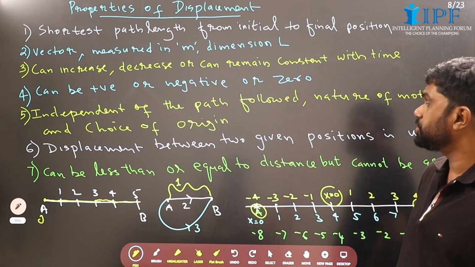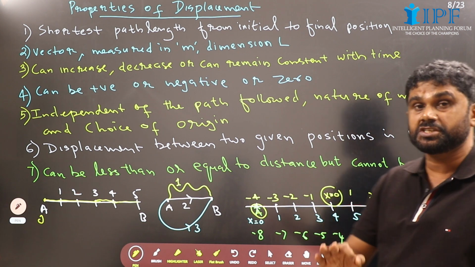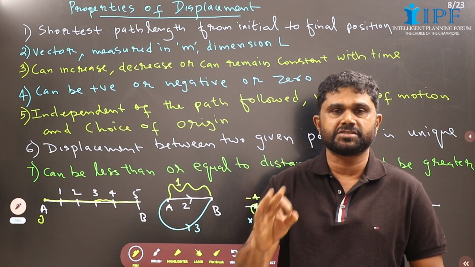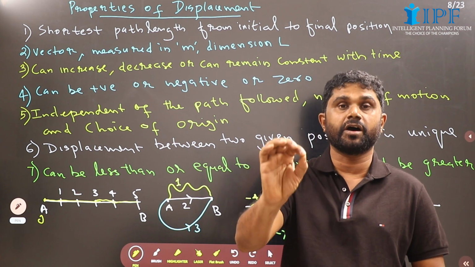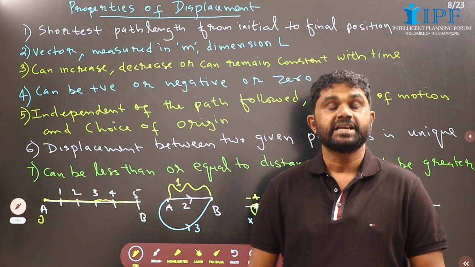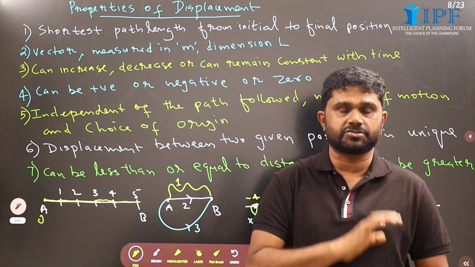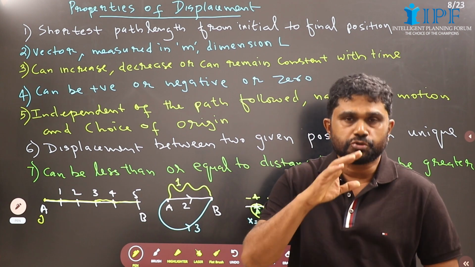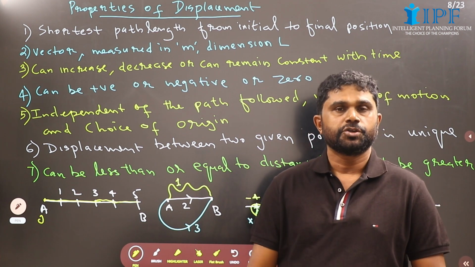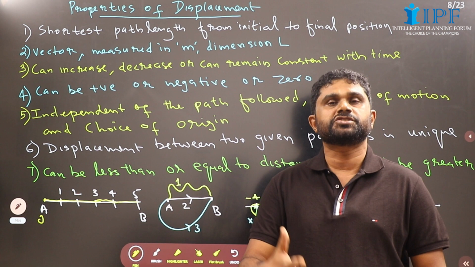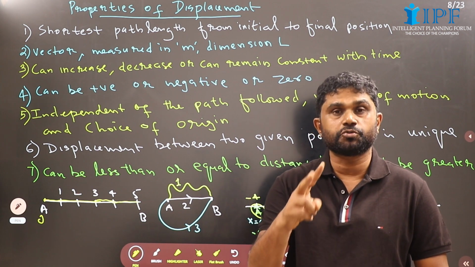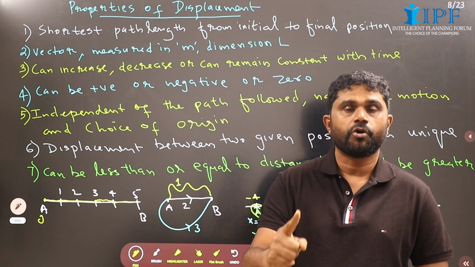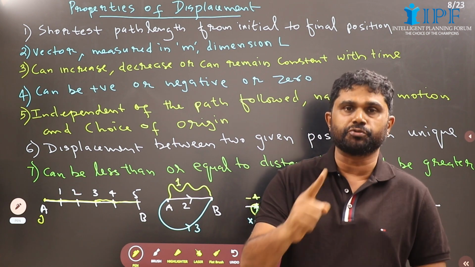Next, displacement between two given positions is unique. While finding the displacement, you have to consider only two things: from where the body has started its motion and ultimately where it has reached. You should not consider the nature of motion, the path followed, or the choice of origin. It means between two given positions, displacement has only one value, or we can say it is unique.